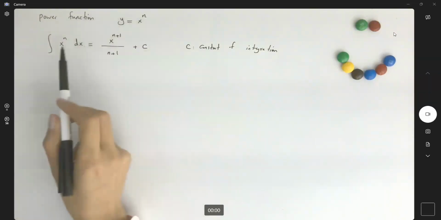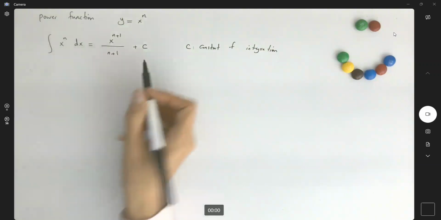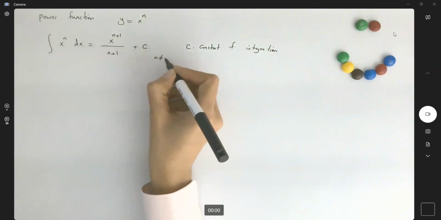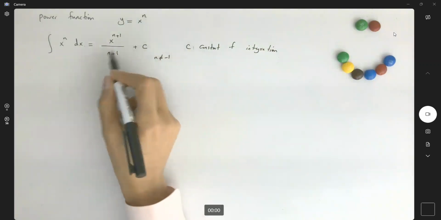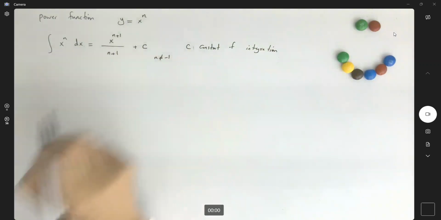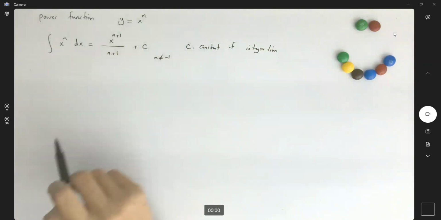Remember we defined the integral of power function x to power n, and note that n cannot be equal to -1. Otherwise, you get 0 at the denominator. We're going to discuss this case later.